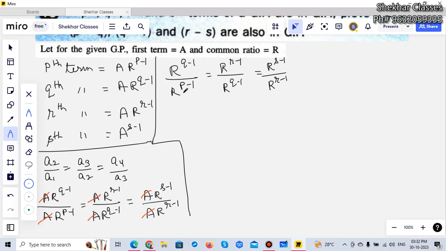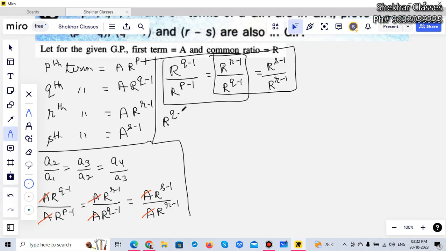Now if I cross multiply, taking these two at a time and then these two at a time, what will happen? This will be r to the power q minus 1.